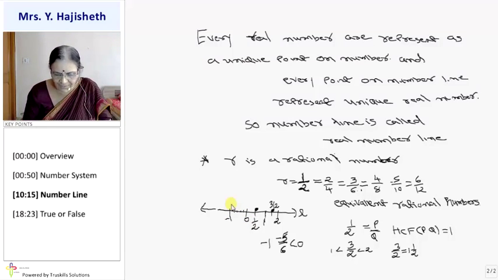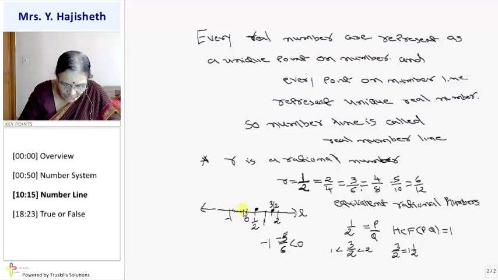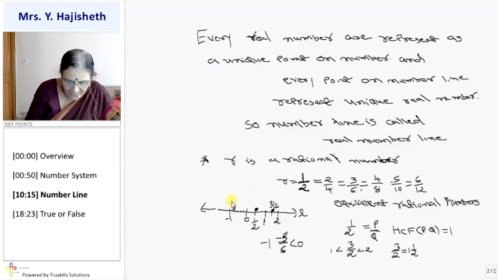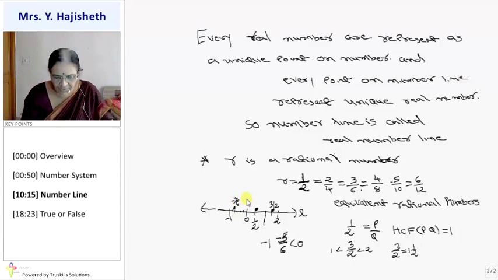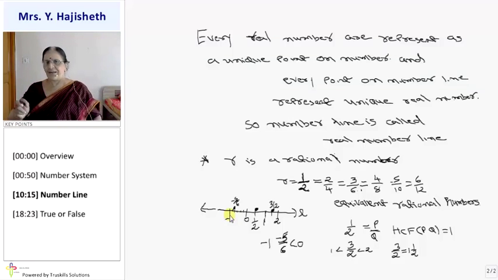So from 6 parts, I should consider 5. Numerator is 5. So 1, 2, 3, 4, this is my minus 5 by 6. Clear? So we should take 1, 2, 3, 4 and 5 points. 5 points divide into 6 parts. So we are going to take only 5 points.